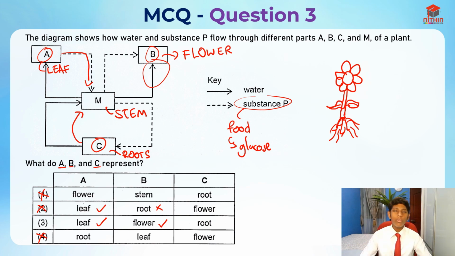So if you do not know how to identify the roots, no problem. You can just do A and B using the elimination method for MCQ. You can derive the answer really quickly. But if you know how to find the roots, please do double check your answers, okay? So C is the root, and it means that 3 is the right answer. So the answer for question 3 is 3, okay?